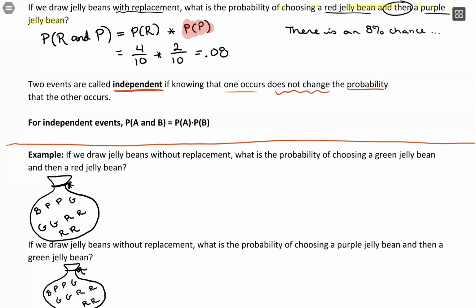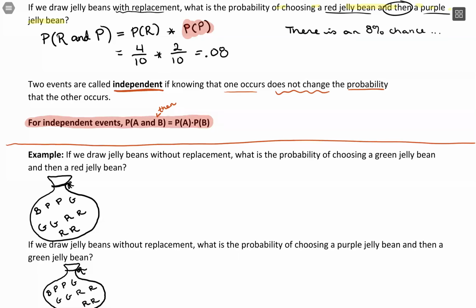And if I kept doing this, if I kept putting the jelly beans back, all those probabilities would stay the same. Blue would be 1 out of 10, purple would be 2 out of 10, green would be 3 out of 10, red 4 out of 10. It would stay the same every single time. So when you have independence and you're looking for the probability of one event and then another, even though it says and there, it's really and then, you would multiply the two probabilities.